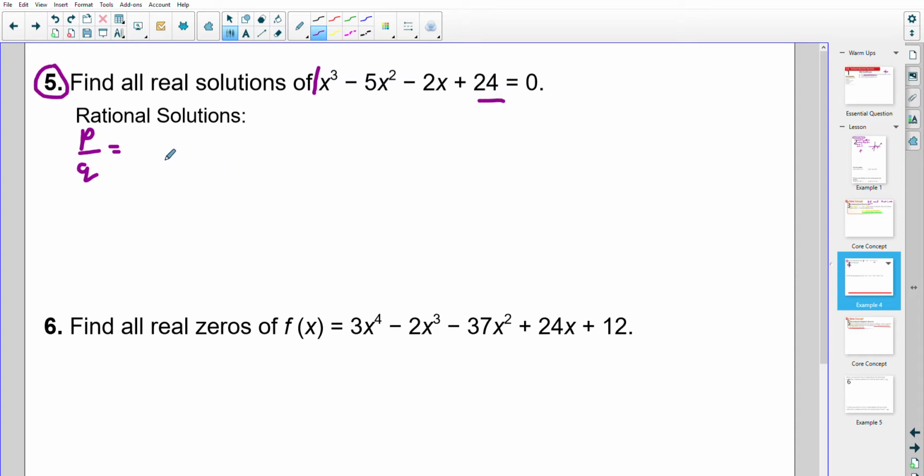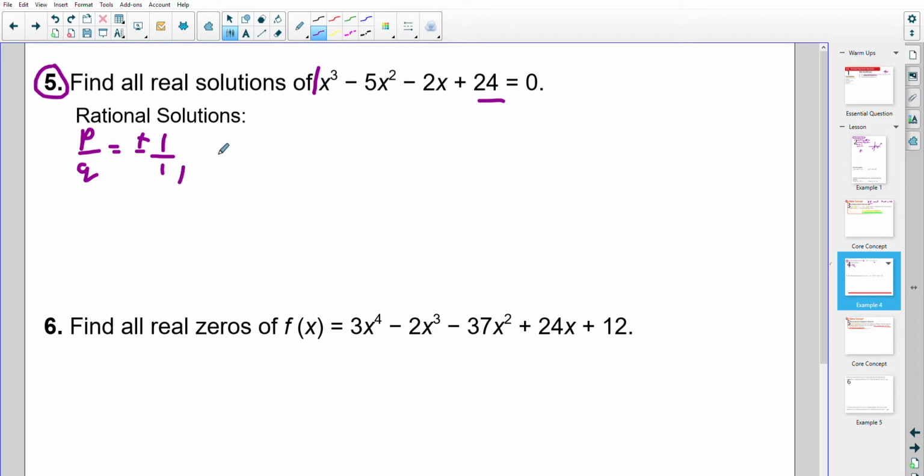The possible rational solutions are going to be the factors of 24 over the factors of 1. Now, this is a long list, and they can be very, very long. But because it could be plus or minus, it's going to be plus or minus 1 over 1. I'm thinking about all the factors of 24.